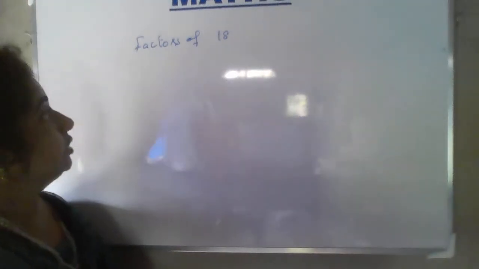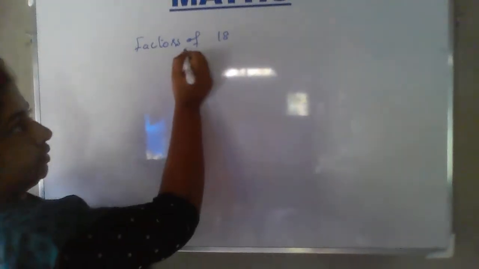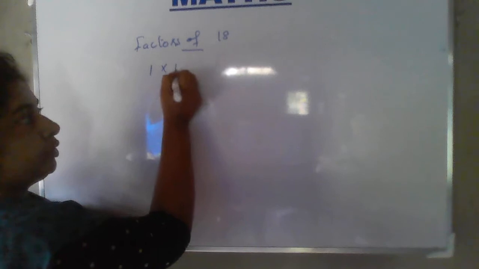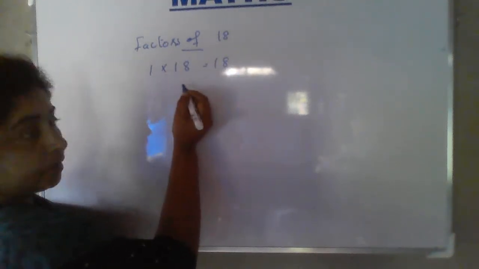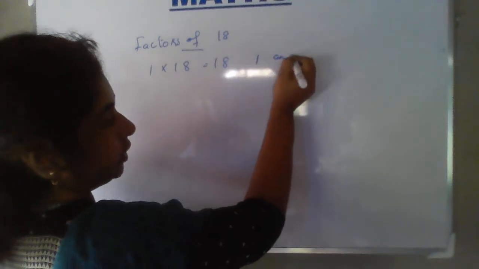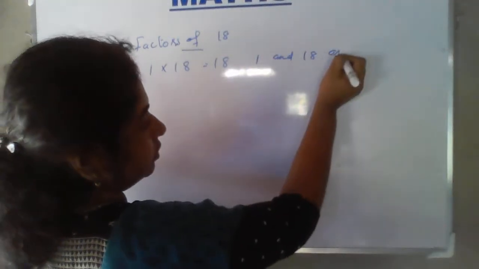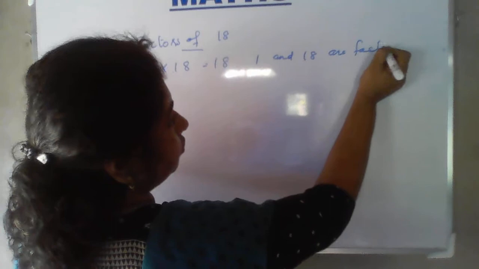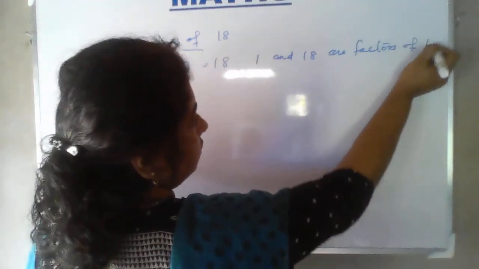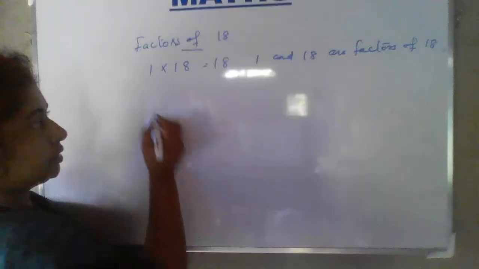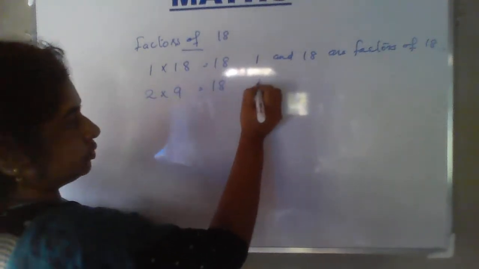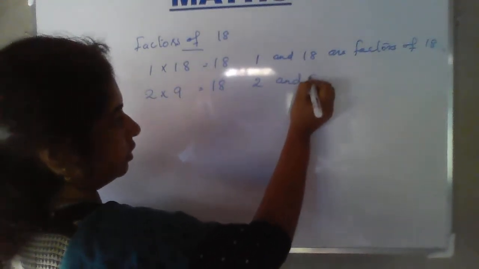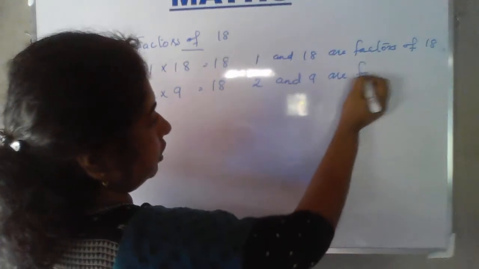Now another example is factors of 18. Then we know that 1 × 18 equals 18. 18 is a multiple of 1 and 18. So 1 and 18 are factors of 18. Then next is 2. 2 × 9 is 18. Then 2 and 9 are factors of 18.